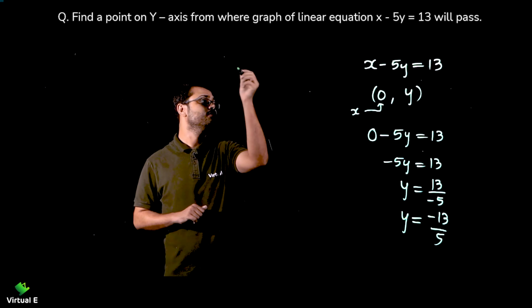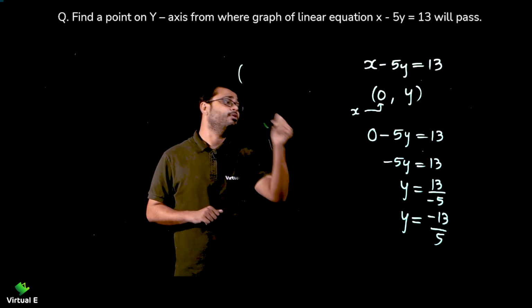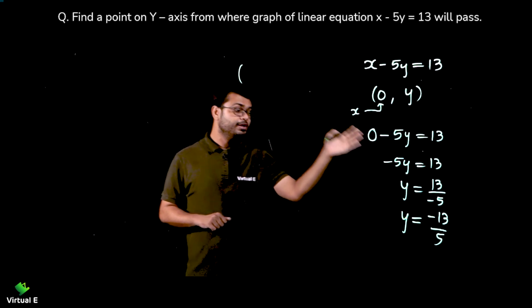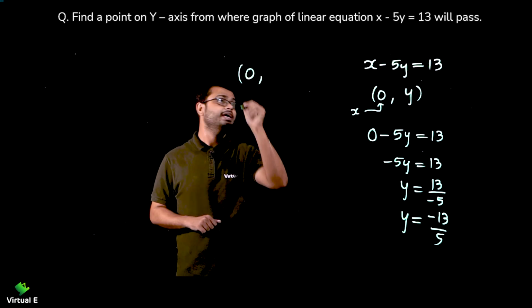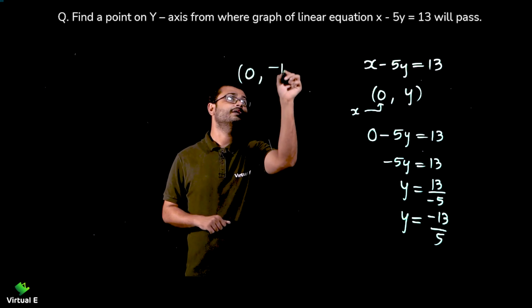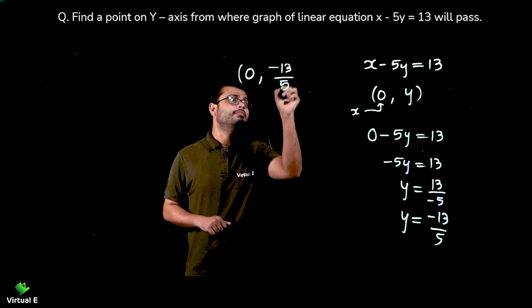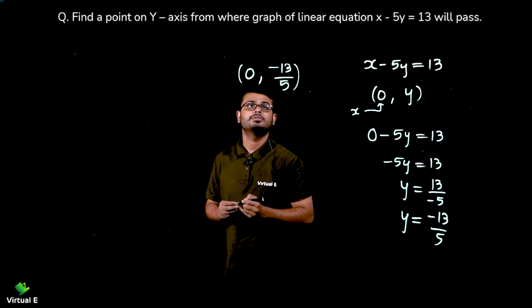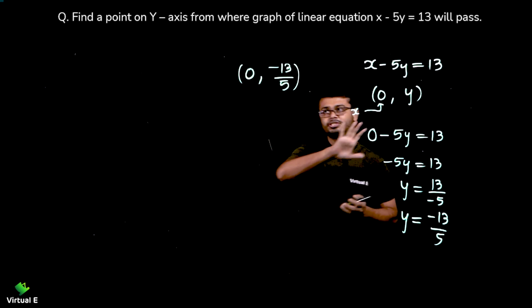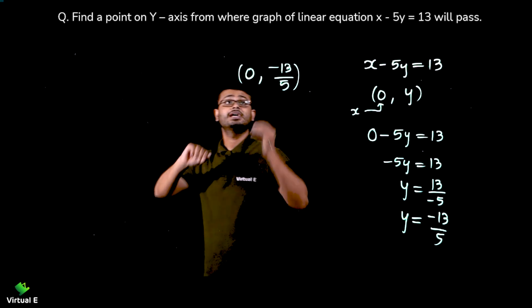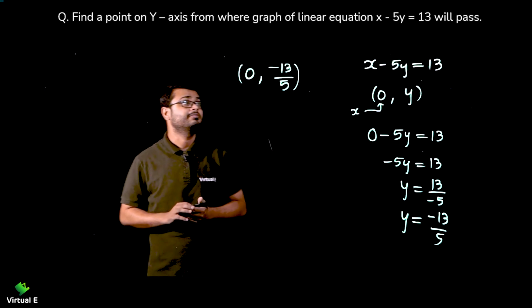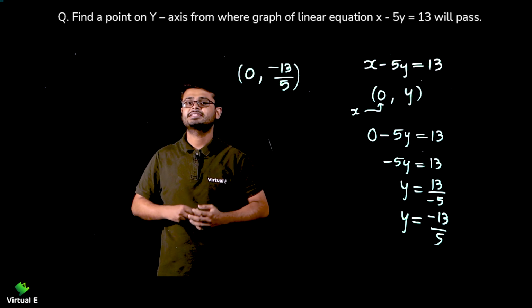Nothing else. So let's write the point. This was the coordinate, right? Coordinate y. So 0 for the x and for y, -13/5. So this graph will touch the y-axis, or intersect, at this point (0, -13/5). Let's discuss the next question.